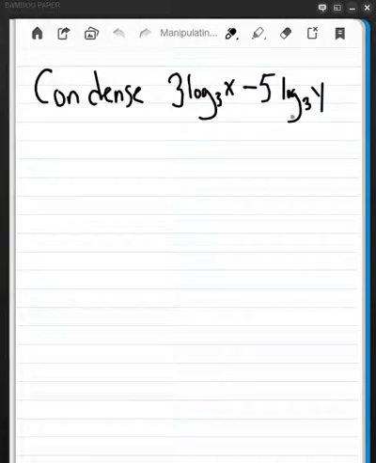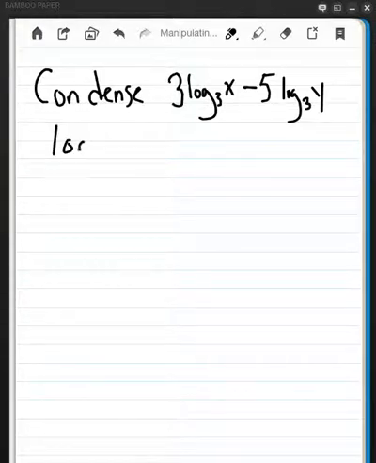So here we have 2 different log functions in this expression. They both have the same base, which is important. We cannot combine them or condense them unless they do have the same base. So they have different coefficients, which is not good. We need to have it in the form of log of something minus log of something. That's what the rule states. That's what the law states. So we need to get rid of this coefficient here.